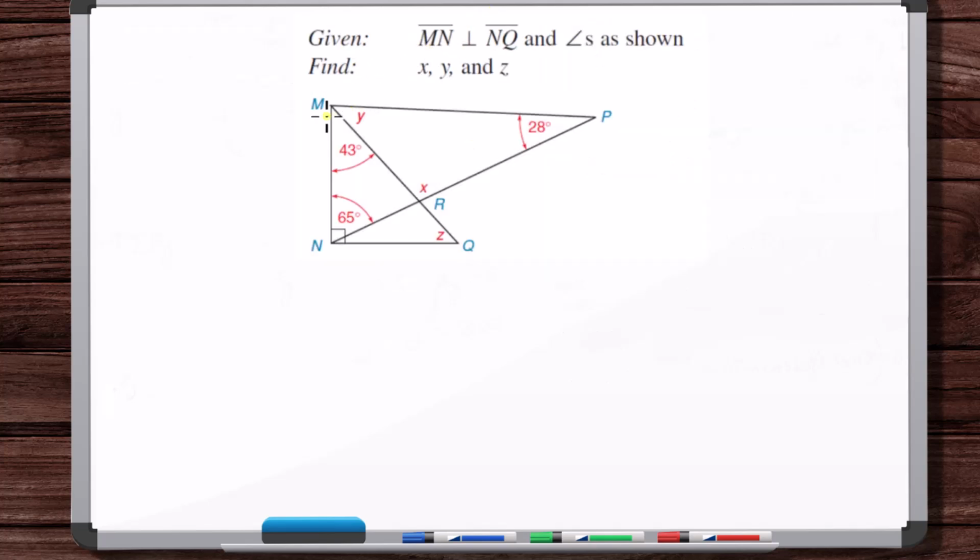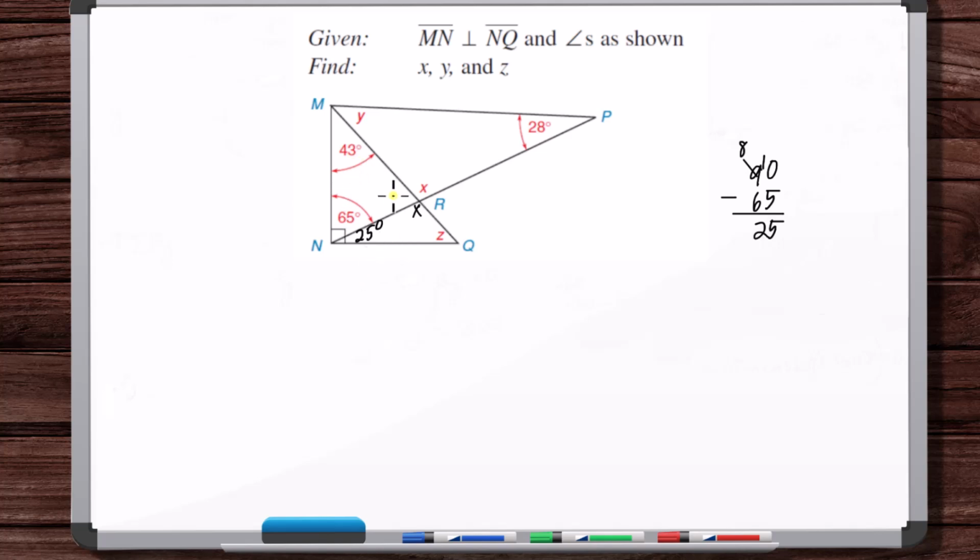Okay, given that MN, segment MN, is perpendicular to segment NQ, and given the angles shown, find X, Y, and Z. Okay, so let's just start filling in values, any values that we can, and then we'll see what that reveals. So we can get this angle here. That's going to be 90 minus 65. So this is 25 degrees. Okay, this is X.